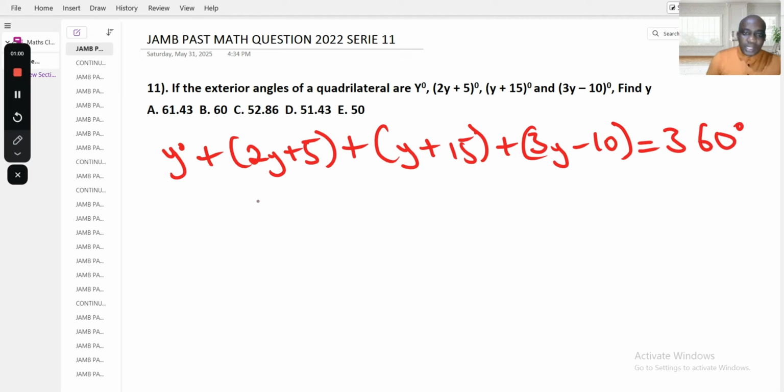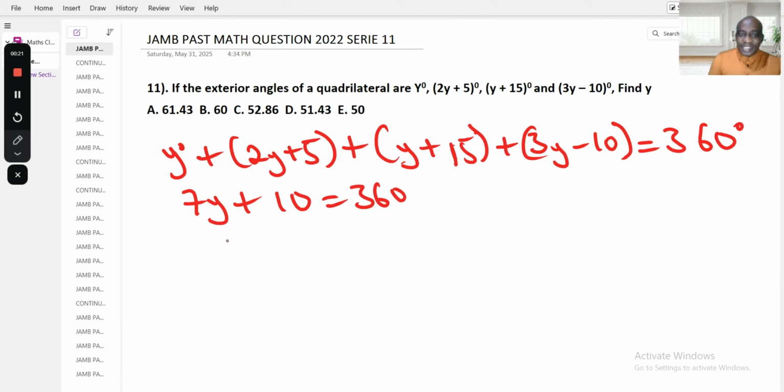That's the total. Now let's add up all the y here. y plus 2y is going to give us 3y. 3y plus y gives us 4y. 4y plus 3y gives us 7y. Therefore, we have 7y plus. Now let's add up the numbers. 5 plus 15 gives us 20. 20 minus 10 is going to give us 10. So 7y plus 10 equals 360 degrees.